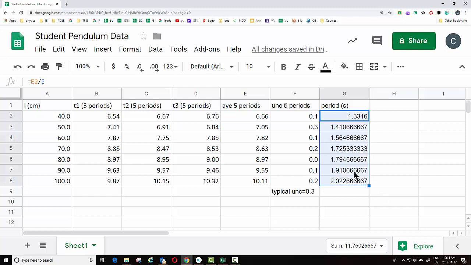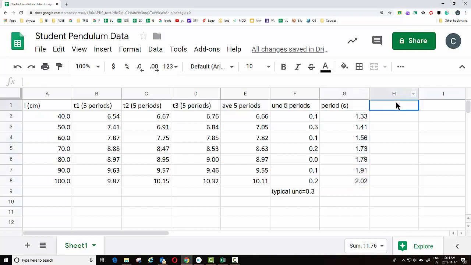Once again, I can see that there's too many decimal places here, so I'm going to reduce that. And for now, I'm just going to keep the same number of decimal places as I have for 5 periods. And then I'd like to have an uncertainty in the period. So when we multiply or divide by a constant, we keep the same percentage uncertainty. So whatever the percentage uncertainty is for 5 periods, it should be the same as here.